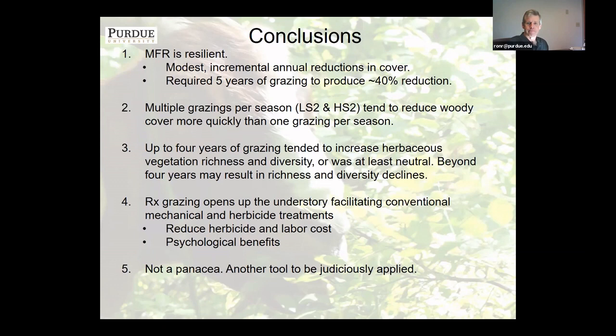And so I think that prescribed grazing does definitely have some possibilities. It's not a panacea, but I think used under the right circumstances and the right conditions, it's another tool to add to the toolbox.